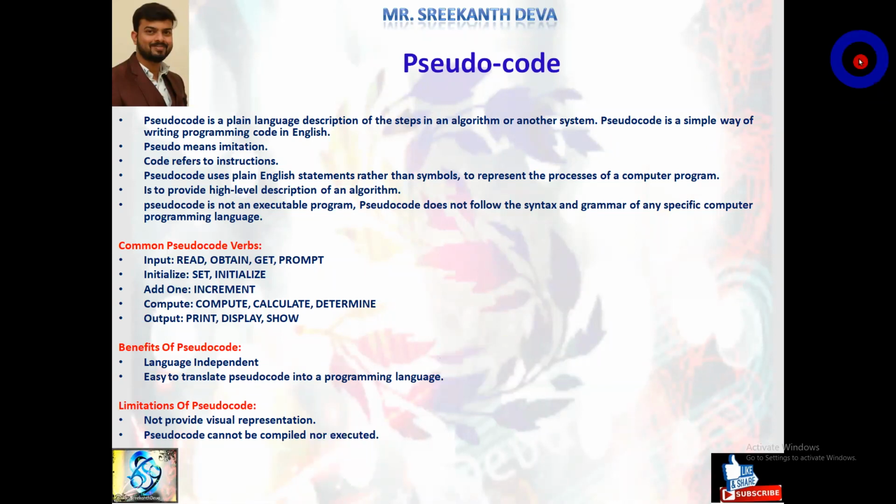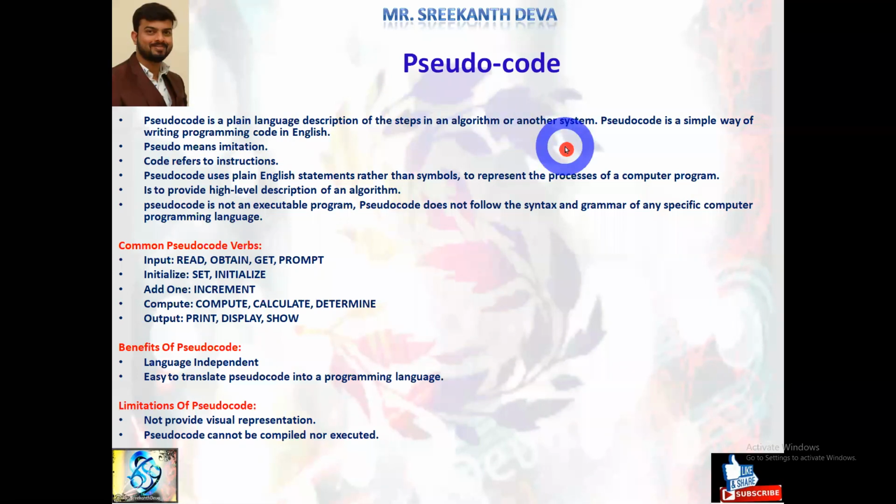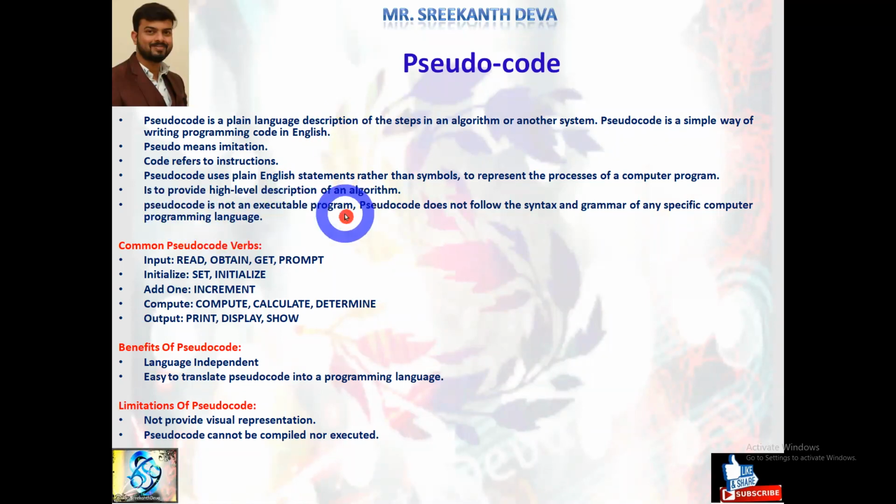See, this is about what? Pseudocode. Remember the point here. Pseudocode is what? A plain language description of the steps in an algorithm or another system. Generally, which language do we use? The English language for writing pseudocode. Pseudocode is not an executable program. It does not follow the syntax and grammar of any specific computer programming language. Remember it. So this is about pseudocode.